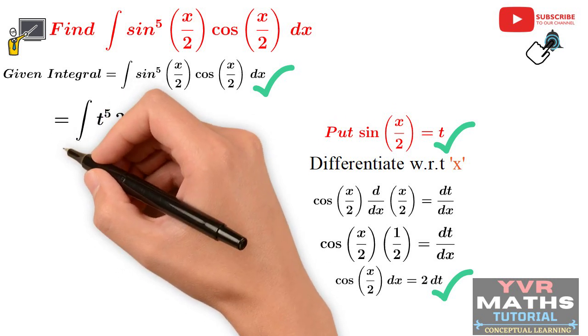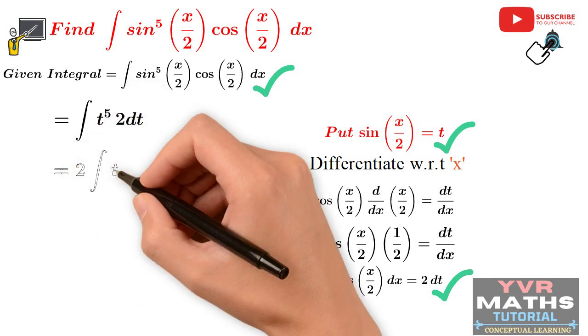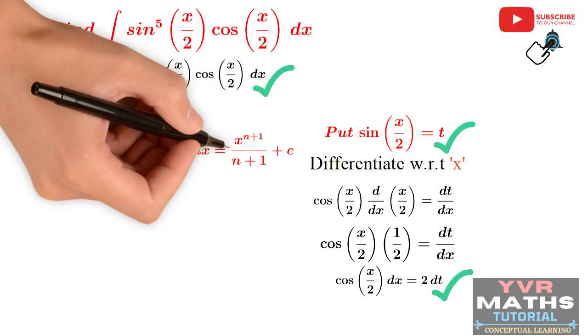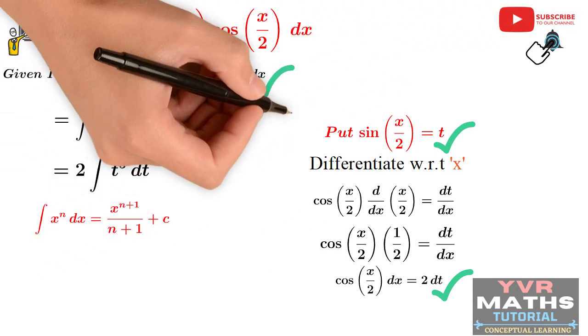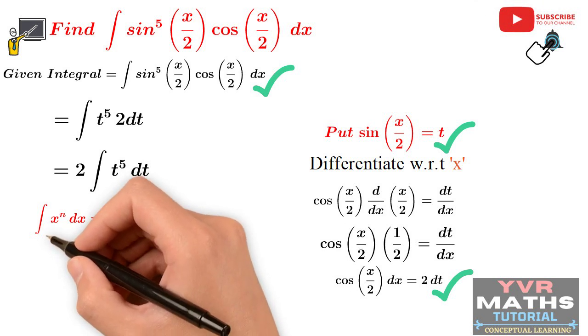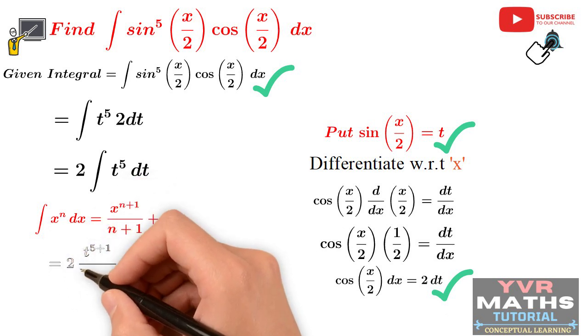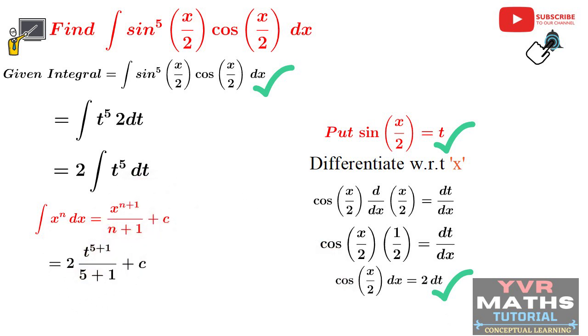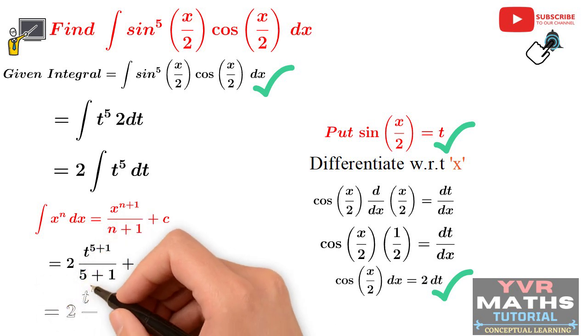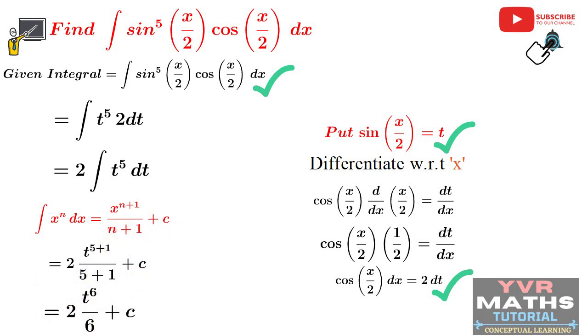Then what we will get? See here, 2 into integral t power 5 dt. So, if we observe, this integral is in the form of integral x power n dx. So, we know the standard formula for integral x power n dx. If we apply that one, then what we will get? See here, 2 into t power 5 plus 1 by 5 plus 1 plus c. If we simplify this one, then it is 2 into t power 6 by 6 plus c.